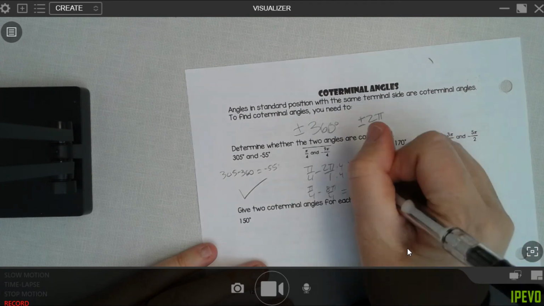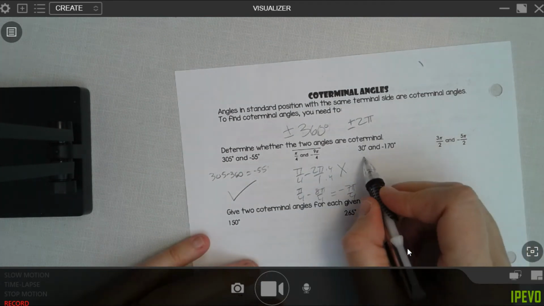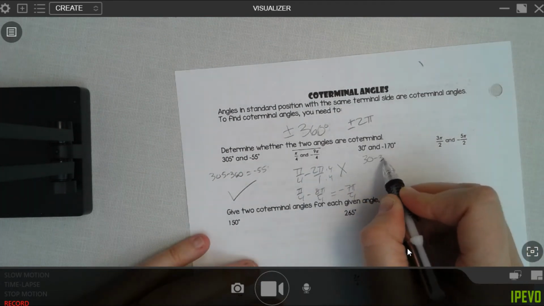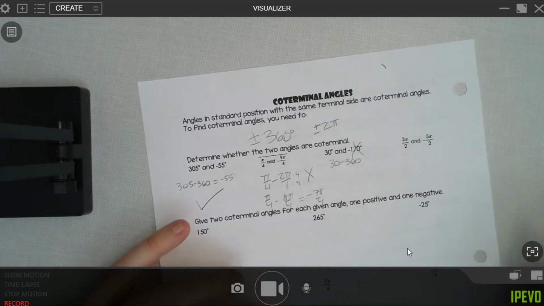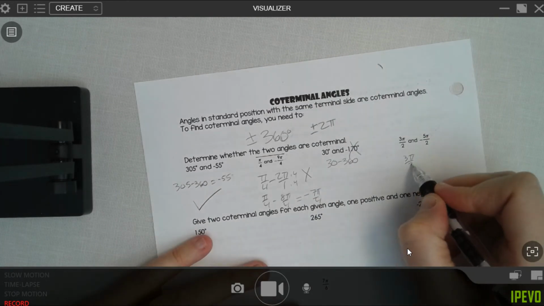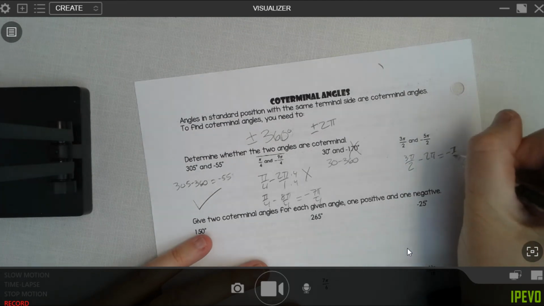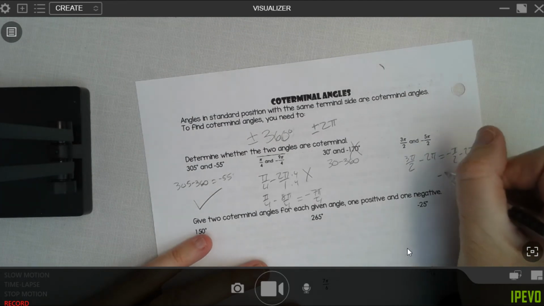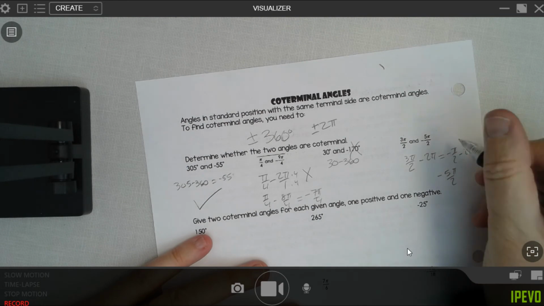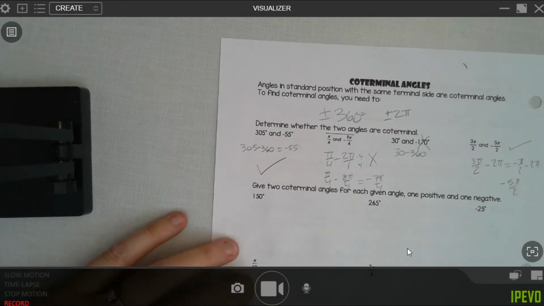So this is not. For this one here, do 330 minus 360. So that's not coterminal. If I do 3 pi over 2 minus 2 pi, that gives me negative pi over 2. So I have to subtract again. When I subtract again, I get negative 5 pi over 2. So that one is coterminal. And you can do it as many times as you need.